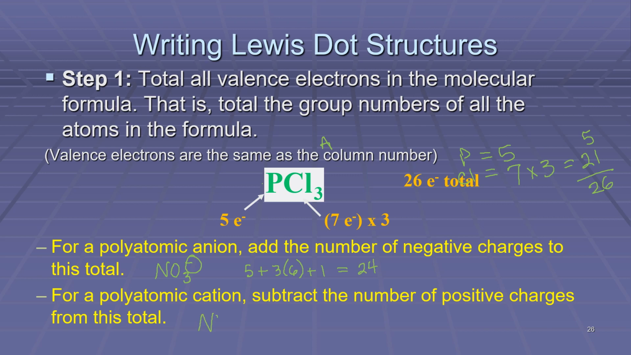If we had a cation, for example NH4 plus, we need to subtract for every positive charge. So nitrogen plus 4 hydrogens, and then we subtract 1 for that, so that gives us 8. That's the first step, finding the valence electrons.